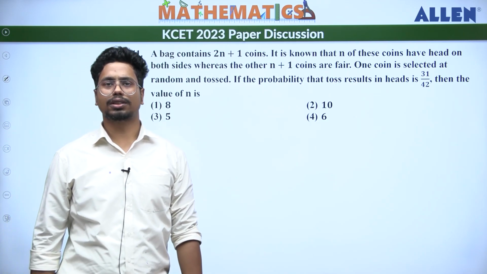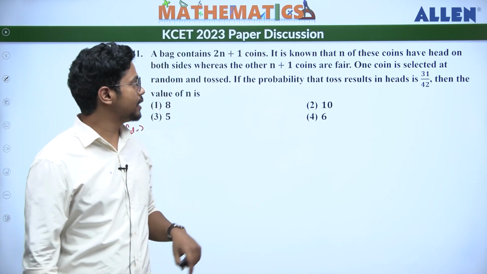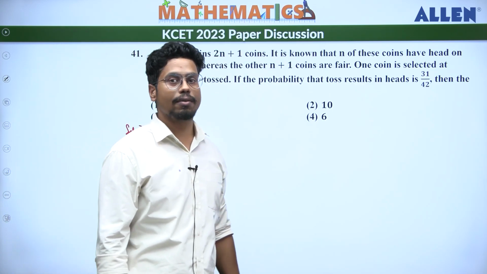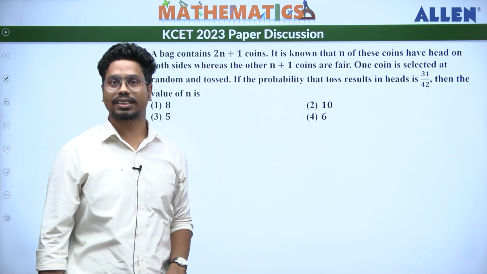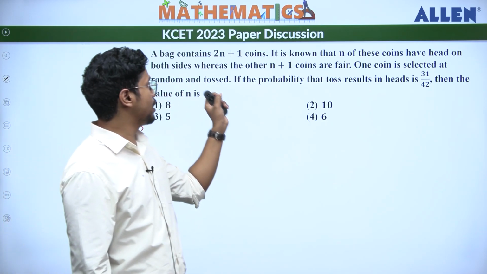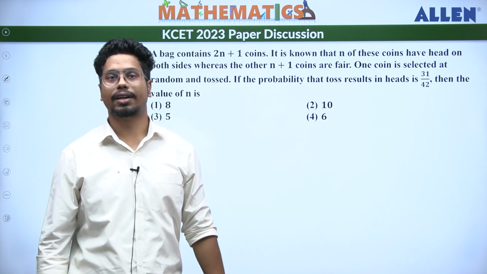We will discuss the solution of question 41. The question says that a bag contains 2n plus 1 coins. It is known that n of these coins have heads on both sides, whereas the other n plus 1 coins are fair. One coin is selected at random and tossed. If the probability that the toss results in a head is 31 by 42, find the value of n.